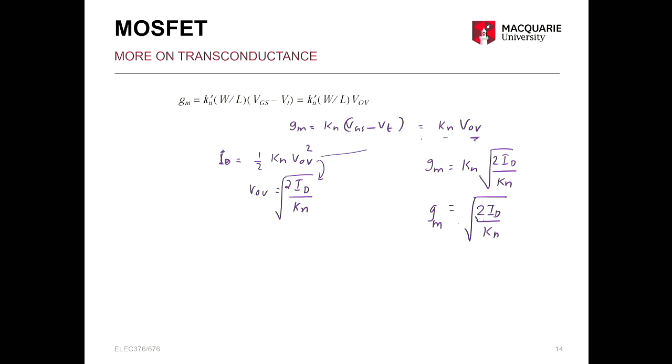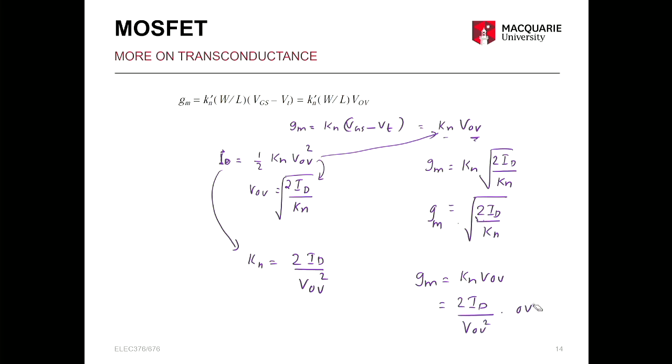And using the same equation, we can substitute for Kn as well. So what is Kn here? Using this equation, Kn is equal to 2ID divided by VOV squared. So we know GM is equal to Kn VOV, and replace Kn with this new expression. That will give you 2ID over VOV squared times VOV. So one VOV gets cancelled. So you have a new equation for GM.